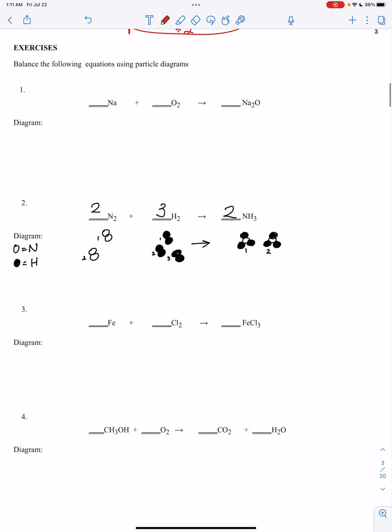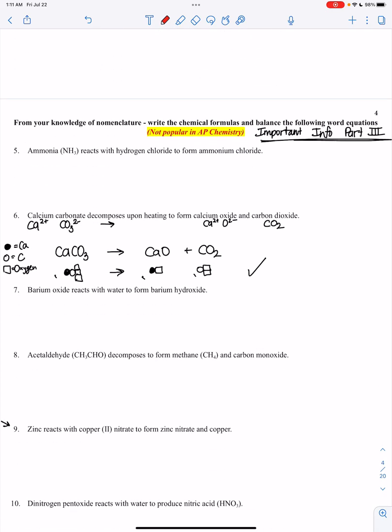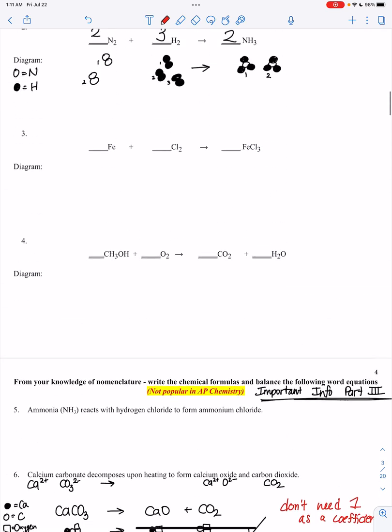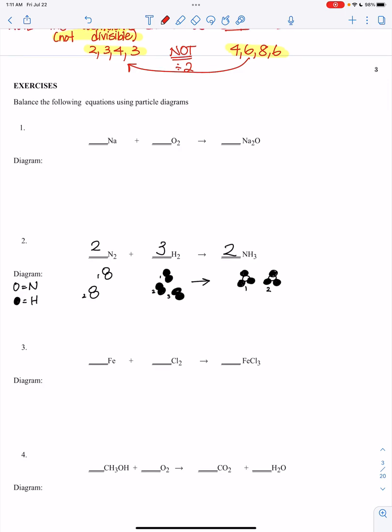I already gave you the answer to number 2, and I gave you the answer to number 6. So if you wanted to pause and copy that, just to keep you going. Notice how in number 6, if I only need one of each, you don't need 1 as a coefficient. Kind of like how we don't have a subscript of 1, like H2O. That O is 1 O, but we don't write the 1. So you don't need to write the 1. If you do, not a big deal though. It's not standard.